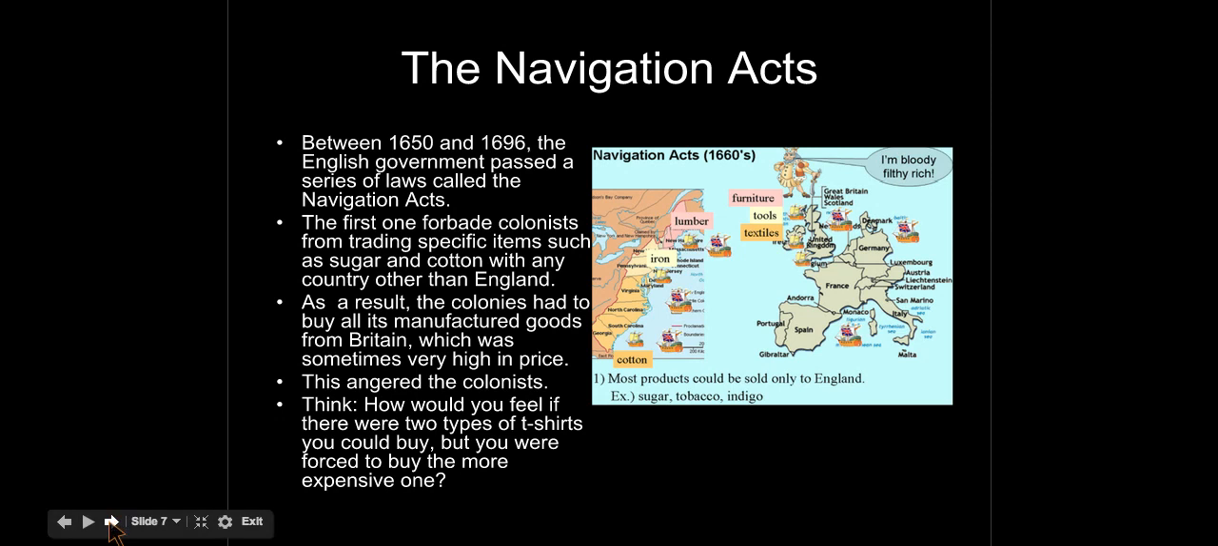So you definitely need to have this bullet point about the Navigation Acts copied down in your notes. So what's important here is that it forbade colonists from trading specific items like sugar and cotton with any other country than England.